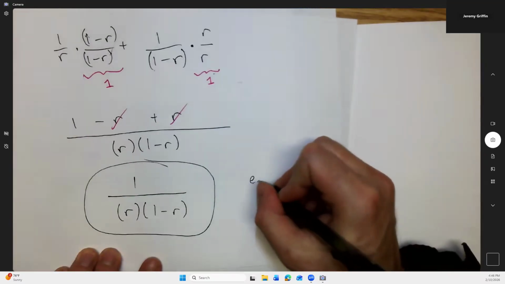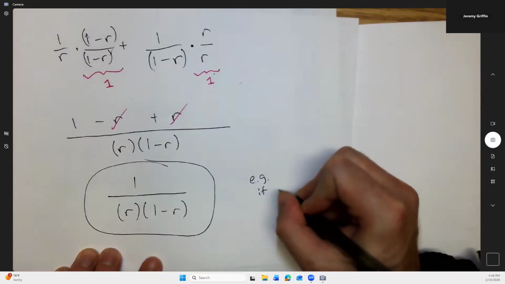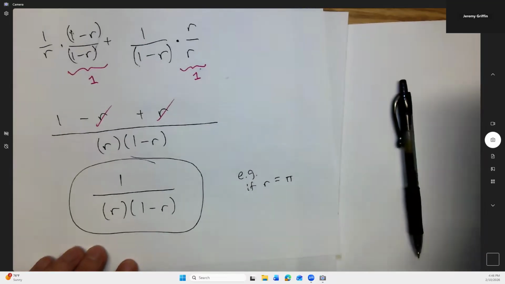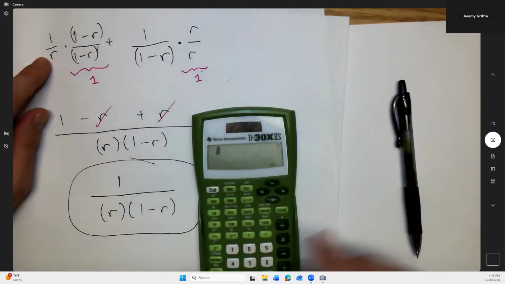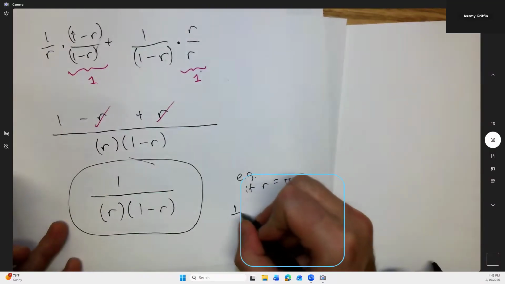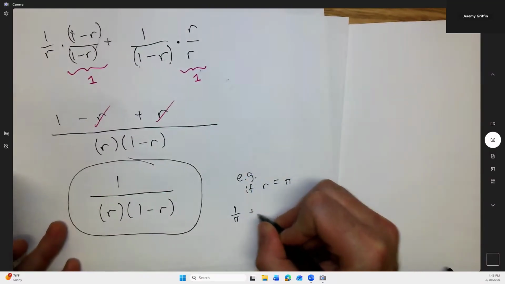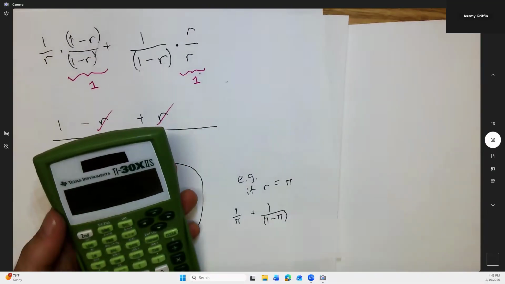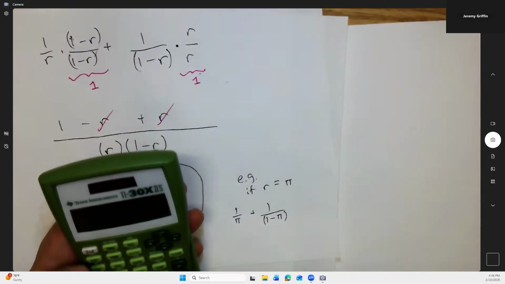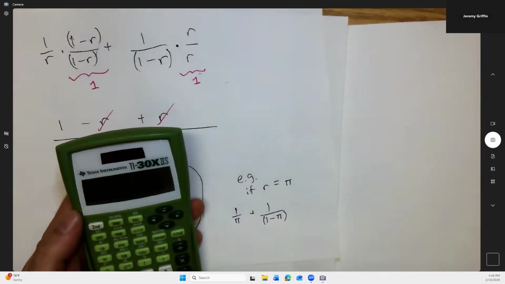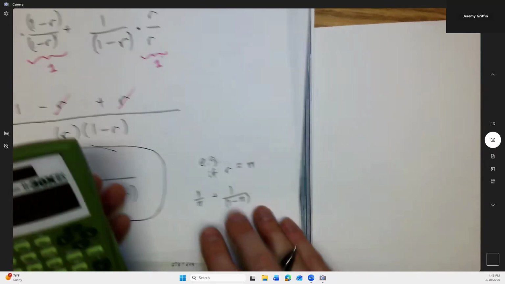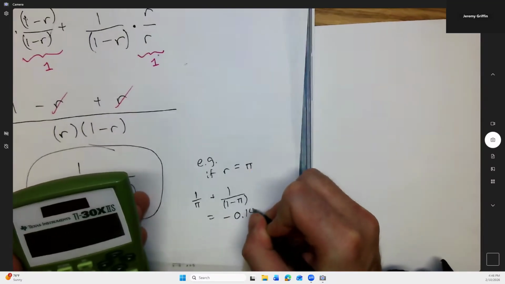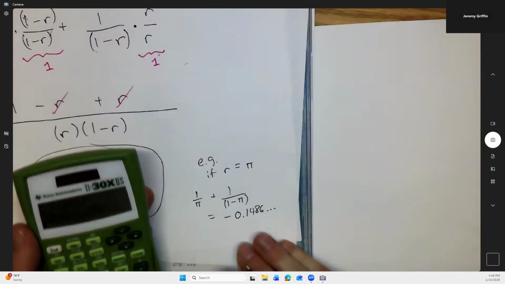Let's say, for example, if r is equal to pi, just to throw a crazy number at it and see what happens. We go back to the original statement. What is 1 over pi in this case plus 1 over 1 minus pi? What is that? So 1 over pi plus 1 over 1 minus pi. Looking at negative 0.1486 something something. It's going to go on.